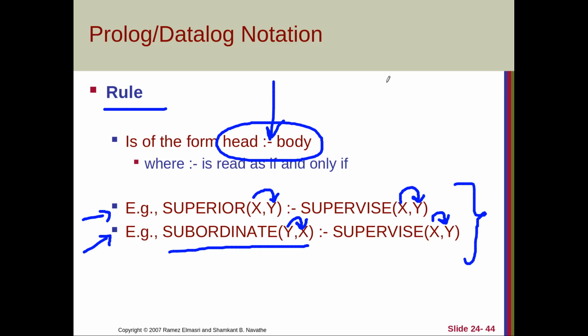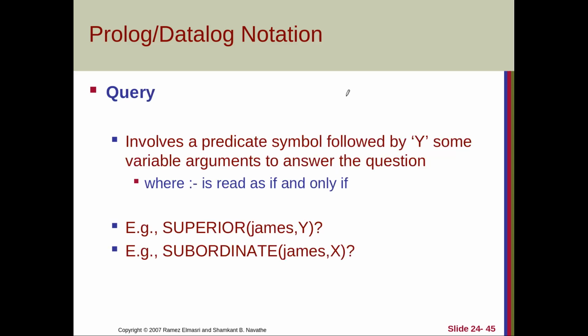So we will have some real facts available in predicate format. Then we will have some rules that are generated based on the available set of predicates, so that by referring to these facts and rules, some new information can be deduced. Now we need to have some query representation. Based on these facts and rules, if you apply some queries, then only we can retrieve some information. It involves a predicate symbol followed by some variable arguments to answer the question.